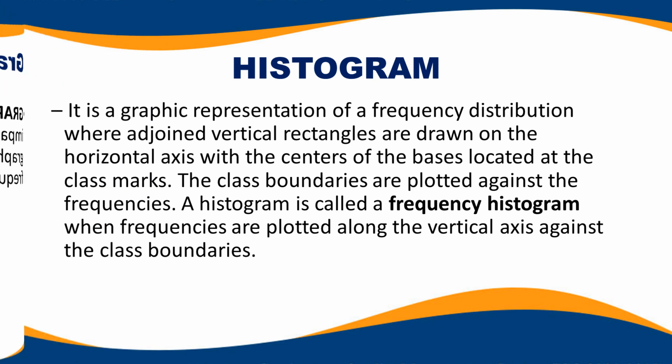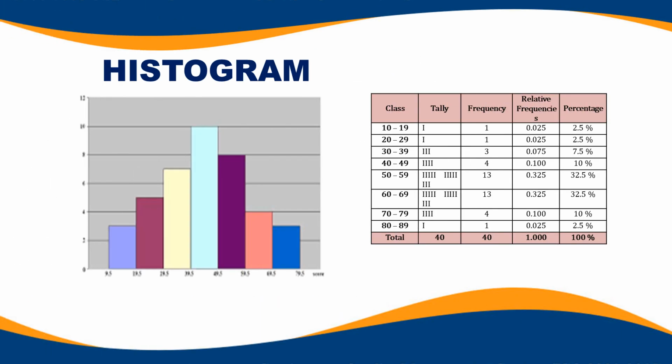A histogram is a graphic representation of a frequency distribution where adjoined vertical rectangles are drawn on the horizontal axis with the centers of the bases located at the class marks. The class boundaries are plotted against the frequencies. A histogram is called a frequency histogram when frequencies are plotted along the vertical axis against the class boundaries. So, here is an example of a histogram. So, ang makikita mo dyan ay yung frequency per class interval.